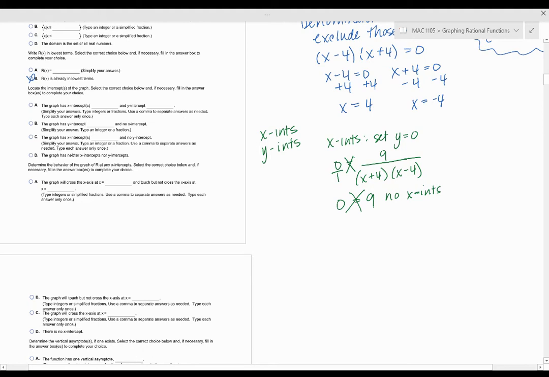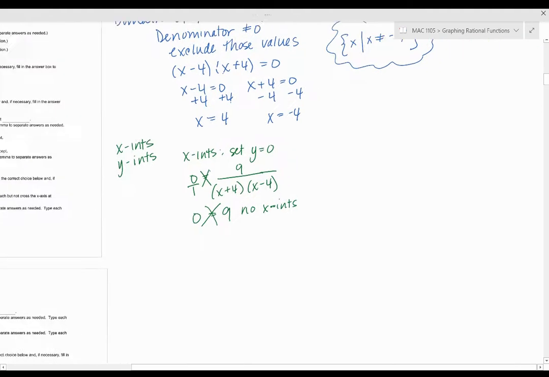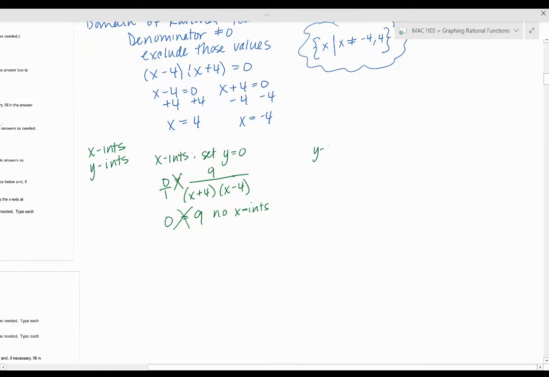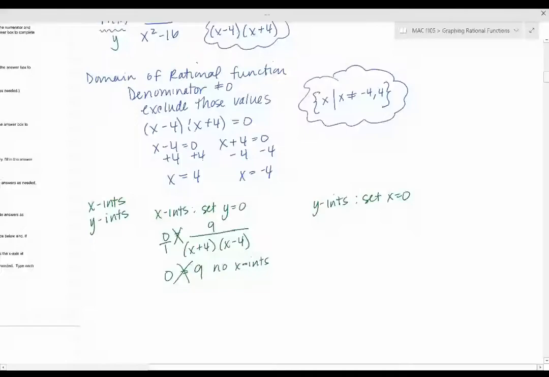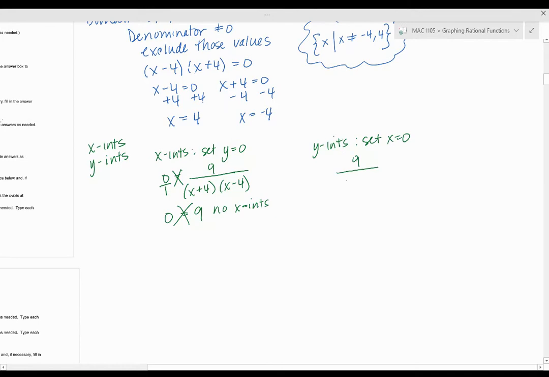All right, let's try to solve for our y-intercepts. If we're looking for y-intercepts, we set x equal to 0. So everywhere in my function where I see an x, I'm going to make it 0. So I'm going to have 9 over 0 plus 4, 0 minus 4, and I'm going to solve. The numerator stays the same. 0 plus 4 is 4. 0 minus 4 is negative 4. I'm going to simplify the denominator. So that's 9 over negative 16. So that's my y-intercept.